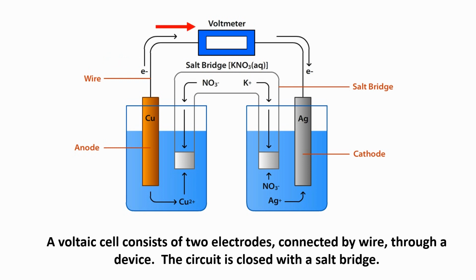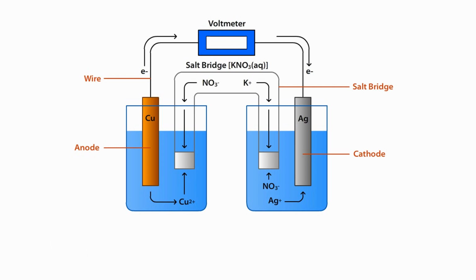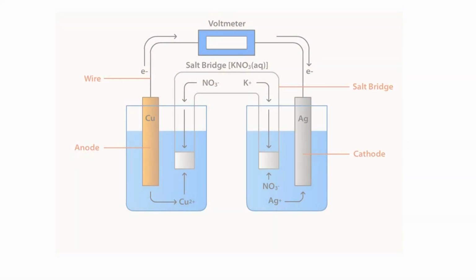A Voltaic cell consists of two electrodes connected by wire through a device. The circuit is closed with a salt bridge. In a Voltaic cell, chemical energy is converted to electrical energy. In other words, a Voltaic cell generates its own energy.